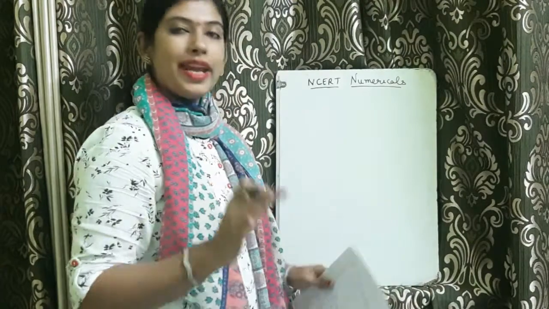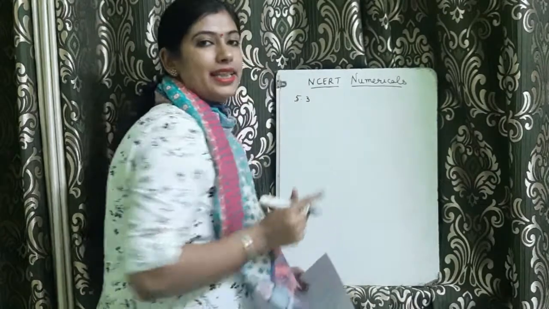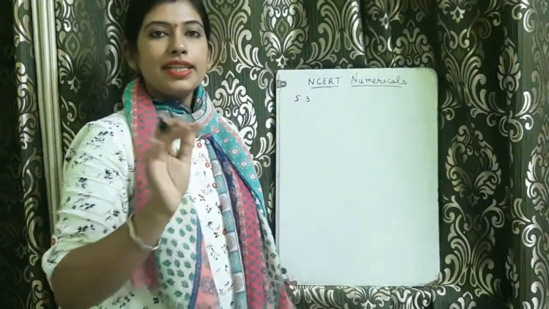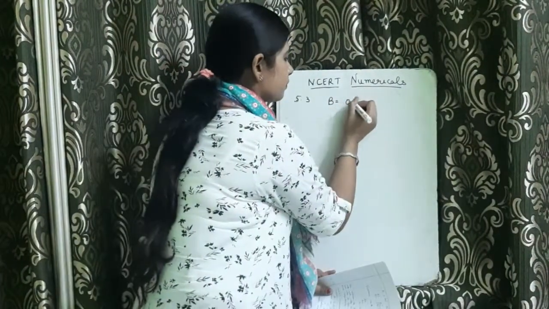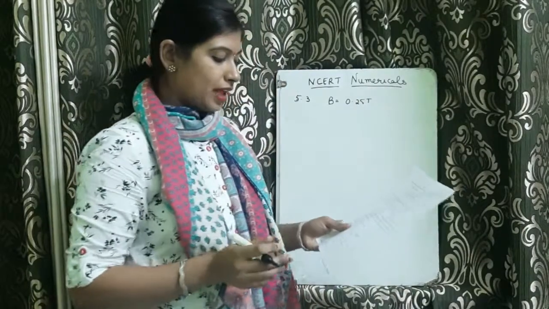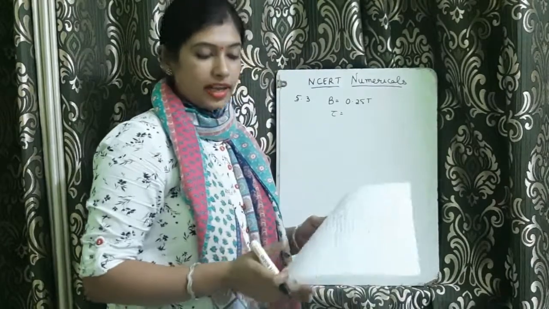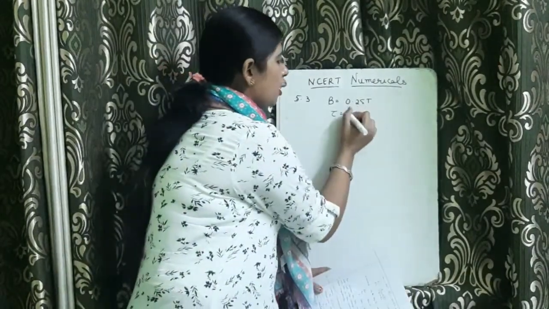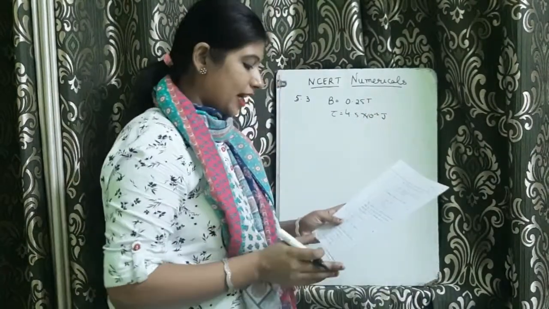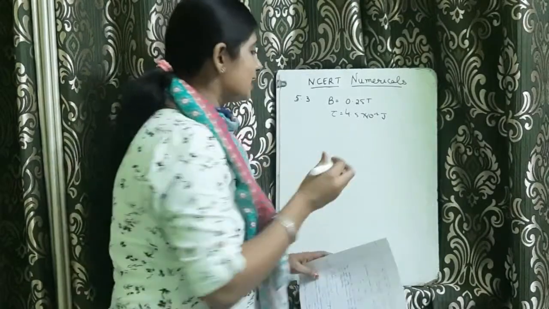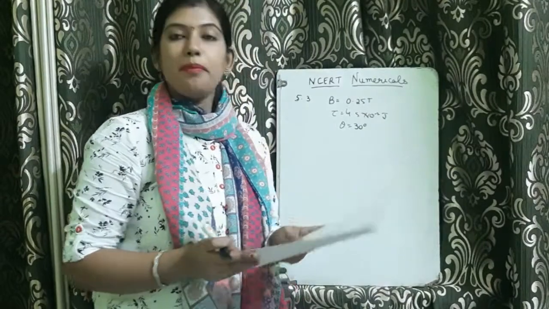So our first numerical is NCERT numerical 5.3. In this numerical, we are given that the value of magnetic field is 0.25 Tesla, and the torque acting on the bar magnet is given as 4.5 into 10 raised to power minus 2 joule, and the angle theta is given as 30 degree. Here we have to calculate the magnetic moment.